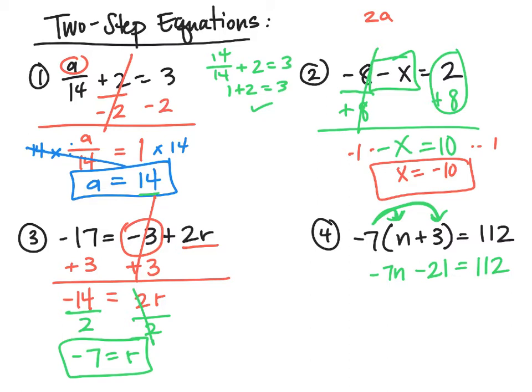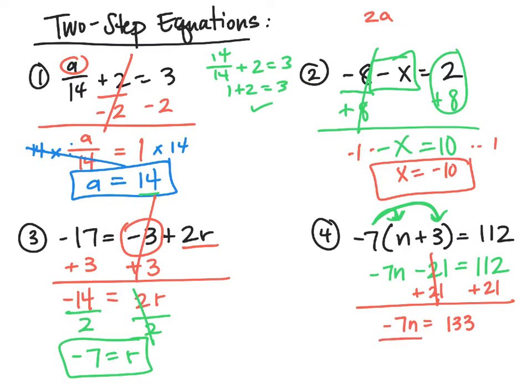All right, so same thing we were doing just a second ago. You got to isolate the variable, so you got to get rid of what's not attached to it. So we need to add 21 because we're doing the opposite of minus 21. So when you do that, you're left with negative 7n. These cancel. 112 plus 21 is 133.